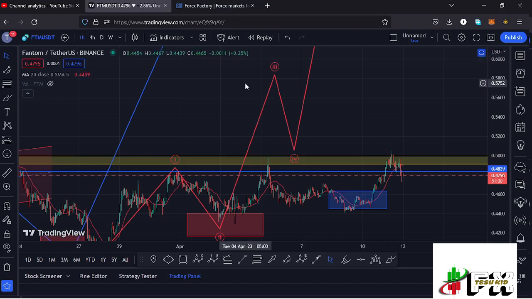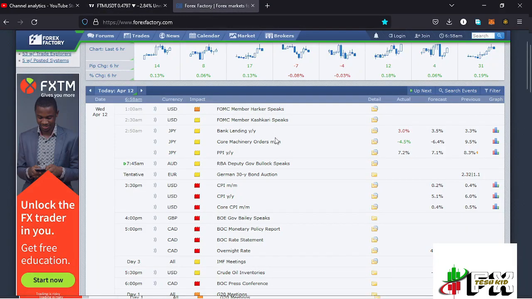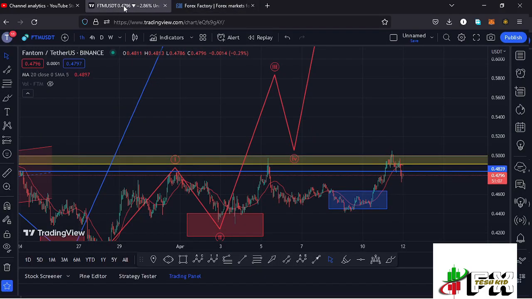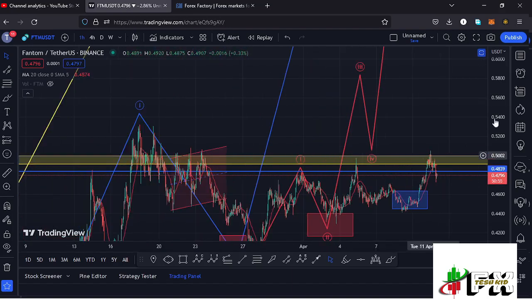And allow me to first give you the fundamental analysis that I'm expecting today, where you can see that here on the Forex Factory today we have the CPI data which is coming out, since we have been having the FOMC meetings. And as a result of this data, I'm expecting a lot of volatility in the market today, and that could result either in a pump in case the data is positive to the market, but in case the data is negative to the market, then we can expect the worst case scenario here on the Fantom chart.